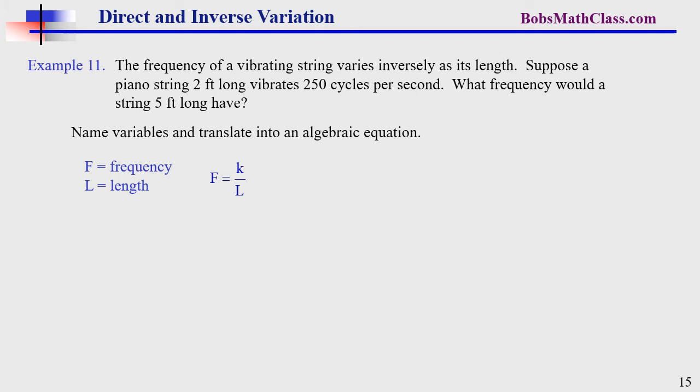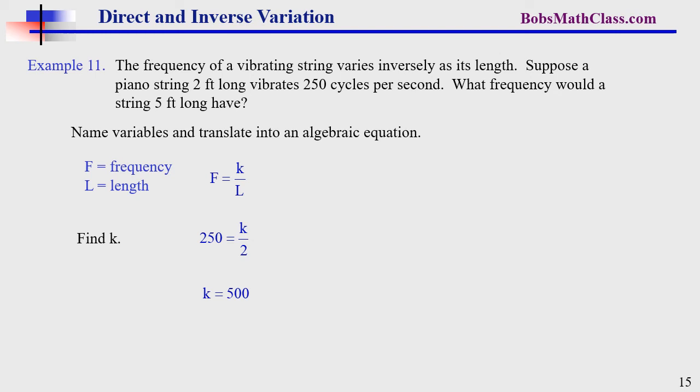Now we're going to put in the numbers. The string is 2 feet long. 2 feet, is that the frequency or is that the length? Yeah, that's length, right? So L is 2. That 250 cycles per second, that's how often it vibrates. So that's our frequency. So we're going to find K now. In place of the F, put in 250. And in place of the L, replace it with 2. Multiply both sides by 2, and you get 500. So that's our constant of variation.